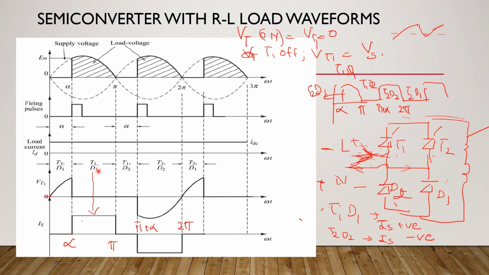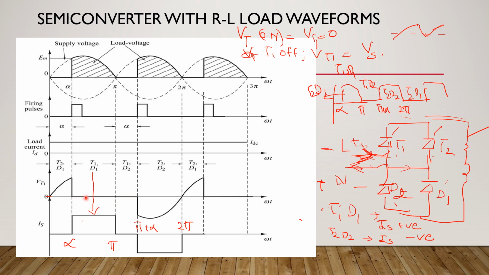It is conducting along with D1 till pi. Then from pi to pi plus alpha, it is conducting with D2. So whatever it is, T1 is conducting from alpha to pi plus alpha, which means that from alpha to pi plus alpha, your voltage across the thyristor is equal to 0. So when a device is on, the voltage is equal to 0.